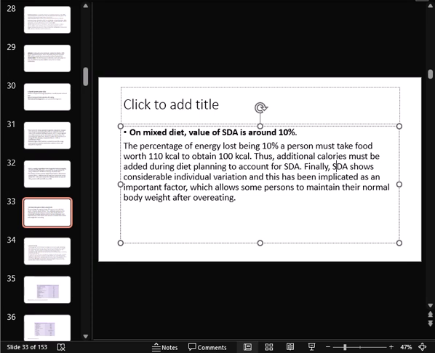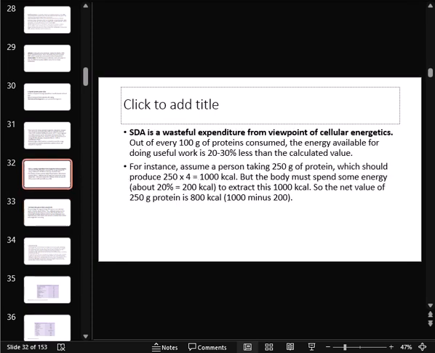So finally, SDA shows considerable individual variation and thus has been implicated as an important factor which allows some people to maintain their normal body weight even after overeating, because they have a high SDA which gets rid of that excess energy.